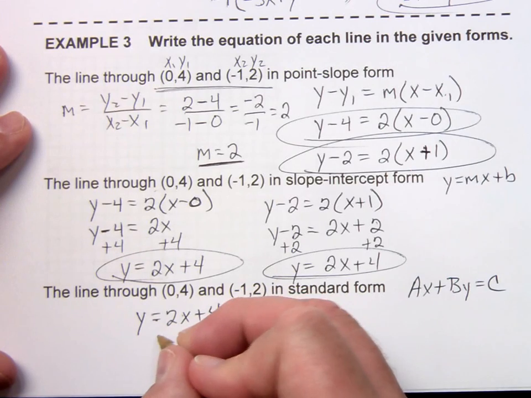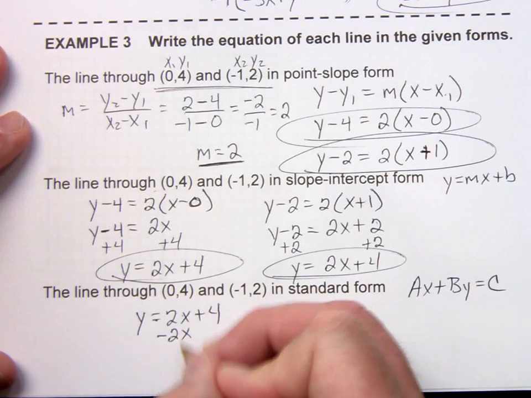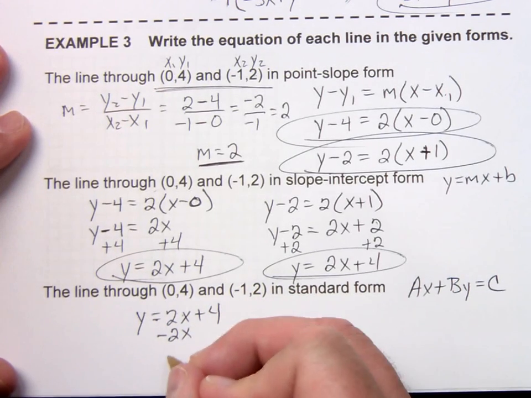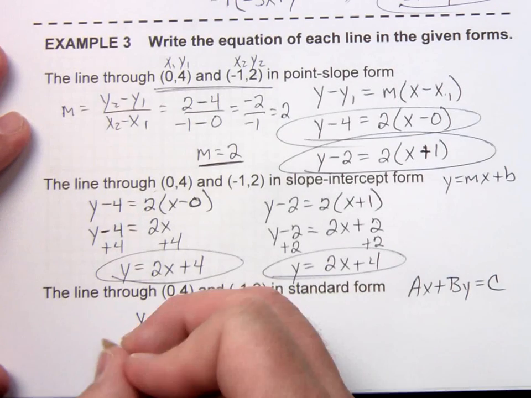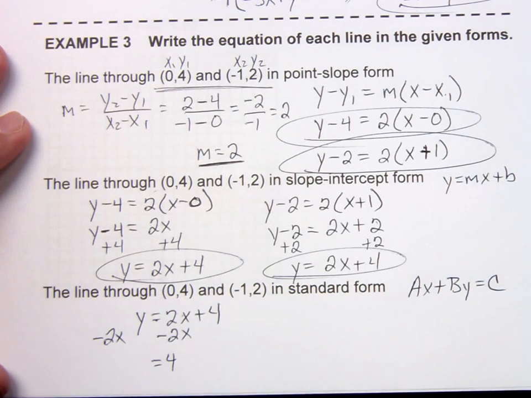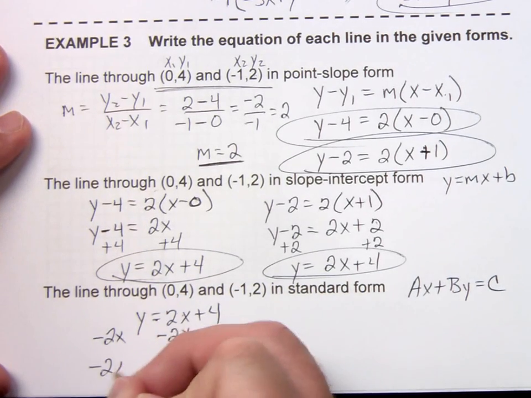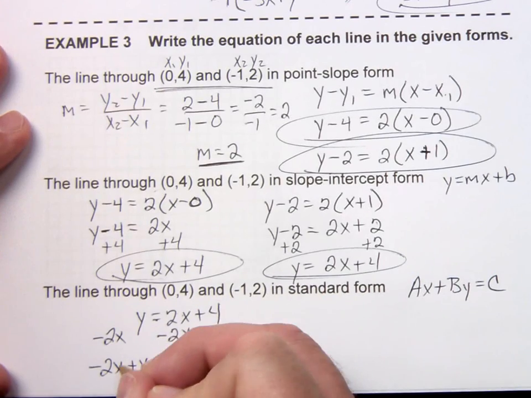So I'm going to subtract 2x. 2 minus 2 is 0, right? So the only thing left on this side now is 4. If I subtract it from one side, I'm subtracting it from the other side. So I got a negative 2x, and that was a positive y.